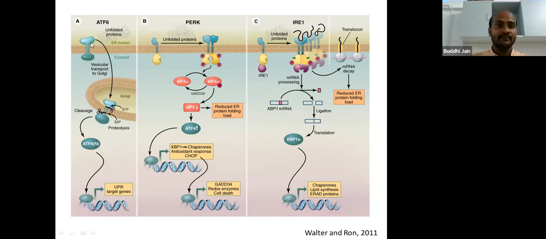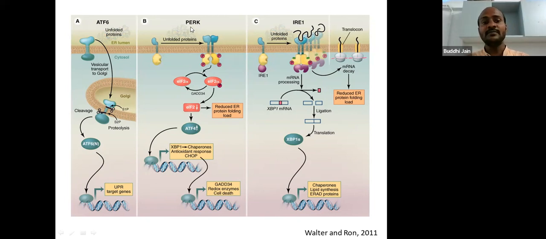First is the ATF6. When these ATF6 receptors become activated, they are transported to the Golgi complex, where they are cleaved by the two proteins S2P and S1P, and this cleaved ATF6 now acts as a transcription factor, moves to the nucleus and increases the expression of various UPR target genes like protein disulfide isomerase, GRP78, and so on.